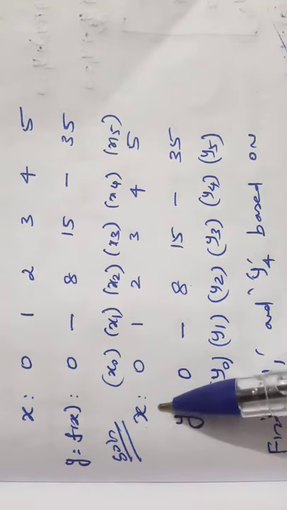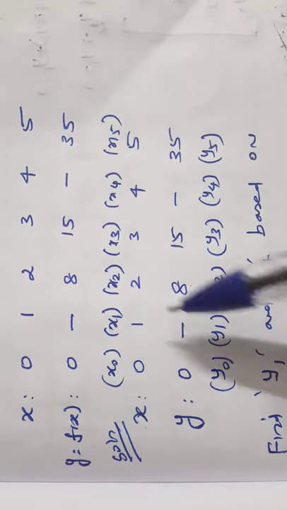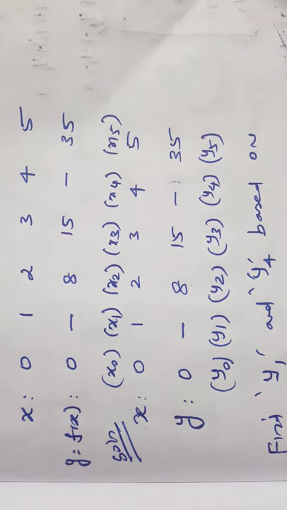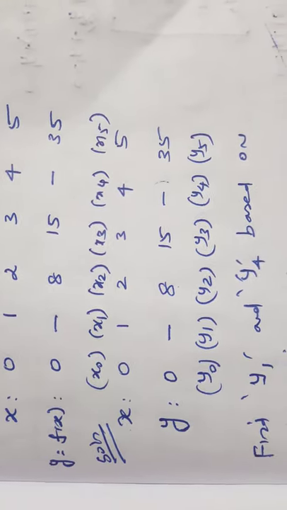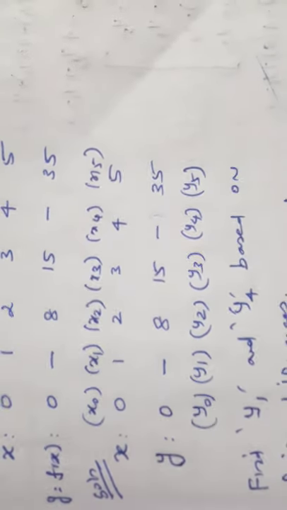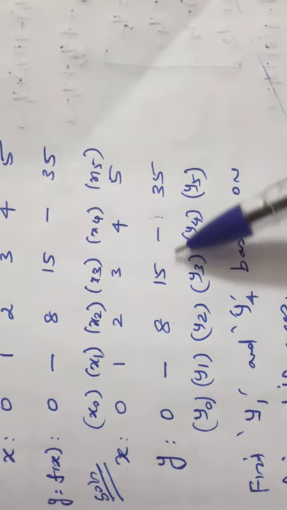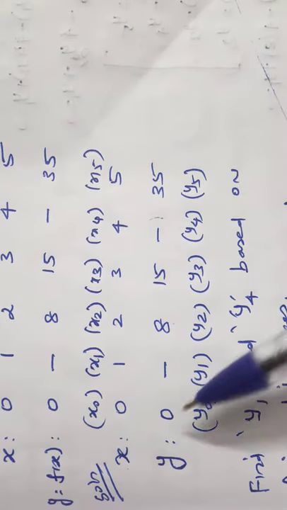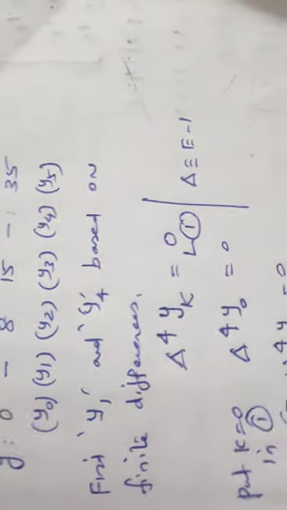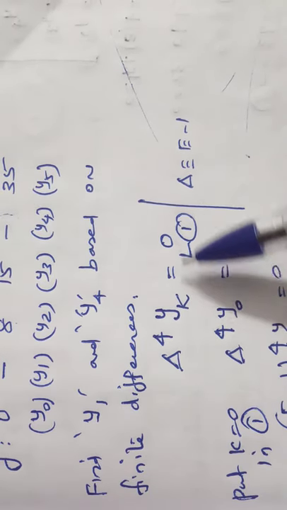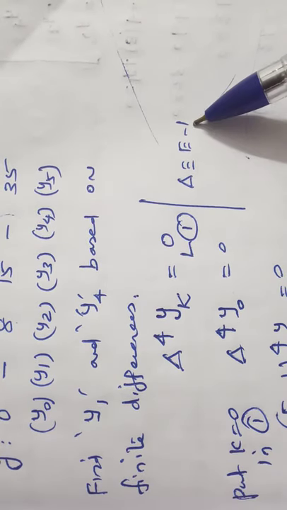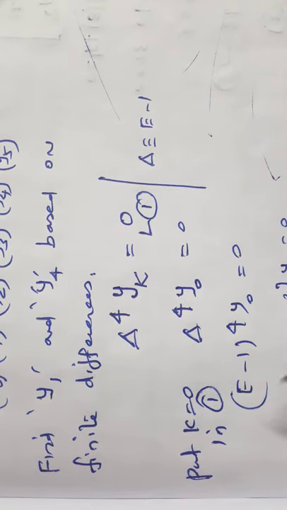So in these x and y entries, in the y entry we have to calculate y1 and y4 based on the finite differences. So find y1 and y4. In the given entries, only four entries are given, 0, 8, 15, 35, so two entries are unknown, so we take del power 4 yk equal to 0, which is equation number 1. So del is equivalent to E minus 1.